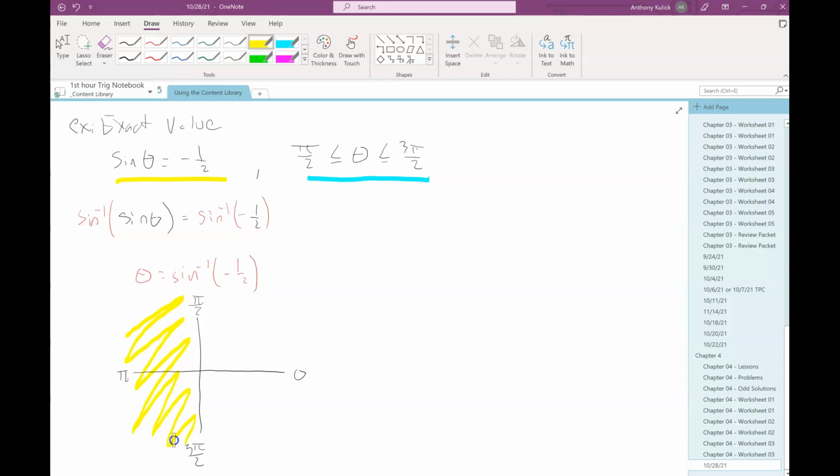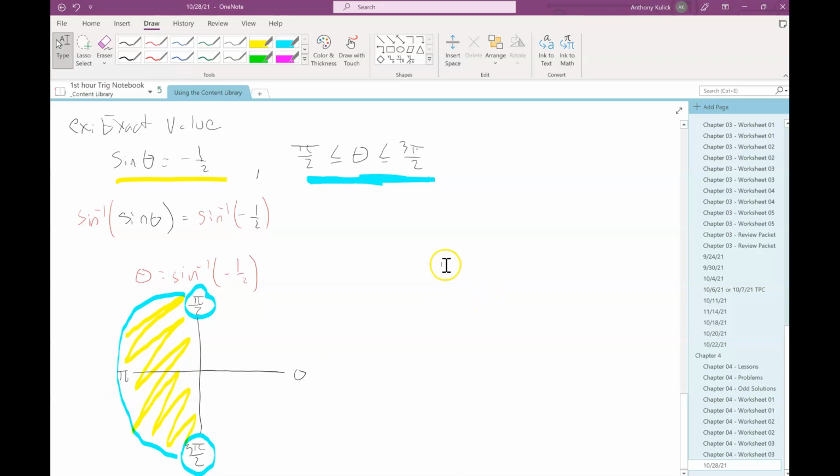Landon? Well, my values go from pi over 2 to 3 pi over 2. So I'm talking about those two quadrants. Is that cool? It's okay. No big deal. Okay.